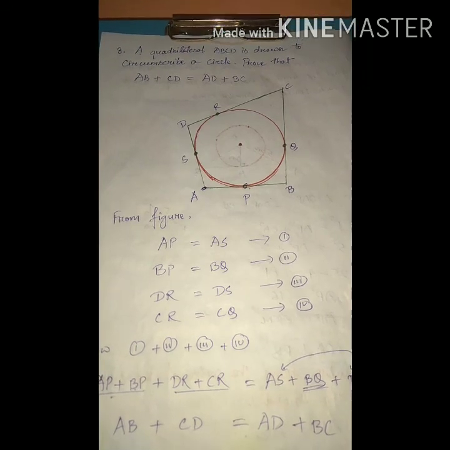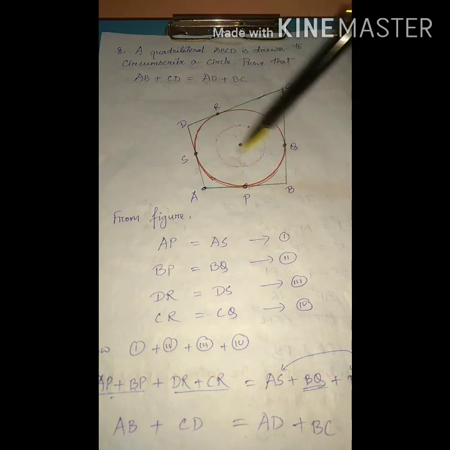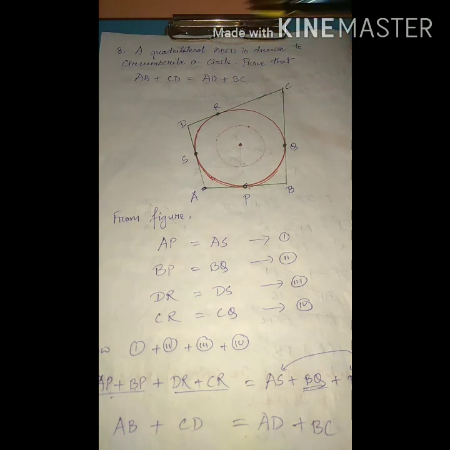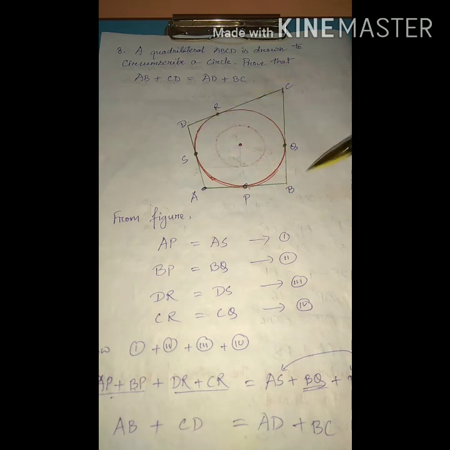Now after completing 7, next you see question number 8. A quadrilateral ABCD is drawn to circumscribe a circle. That means a quadrilateral has 4 sides, so that's why it is a quadrilateral, and inside this quadrilateral a circle is drawn. So prove the given condition. Now if you draw a circle according to your question, this one is the diagram. The points of contact are R, S, P, Q.